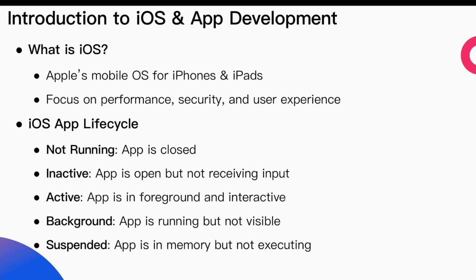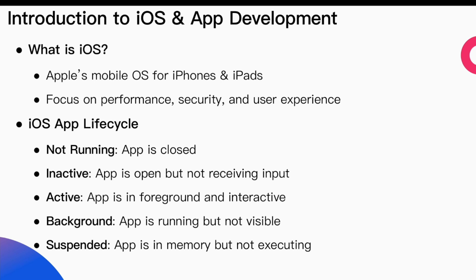As we know, any application on mobile can have different states. The app which is not opened yet, or which has been closed, is in the not running state, still on the disk and not loaded from the disk. The inactive state is when the app is open but not receiving any input. Active is when the app is in the foreground, receiving events, actions, and inputs from the user.